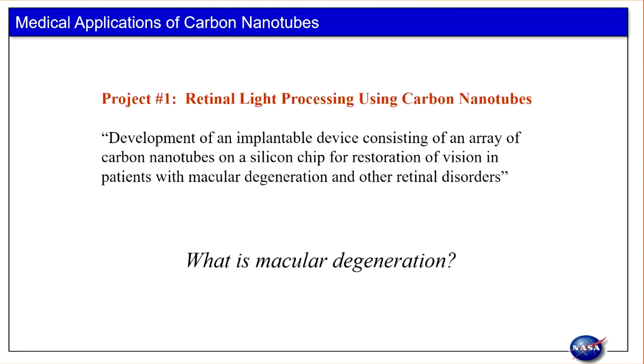So this first project using carbon nanotubes is a retinal light processing technology. And basically, it's the development of an implantable device consisting of an array of carbon nanotubes on a silicon chip for the purpose of restoring vision in patients with macular degeneration and other types of retinal disorders. So what is macular degeneration? Next slide, please.